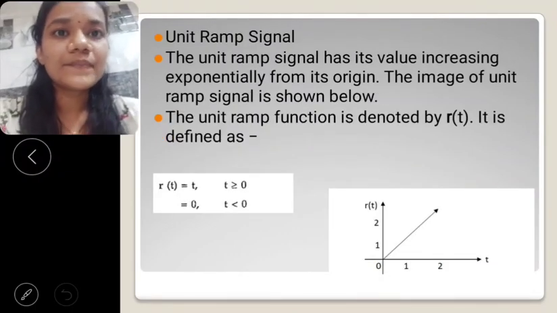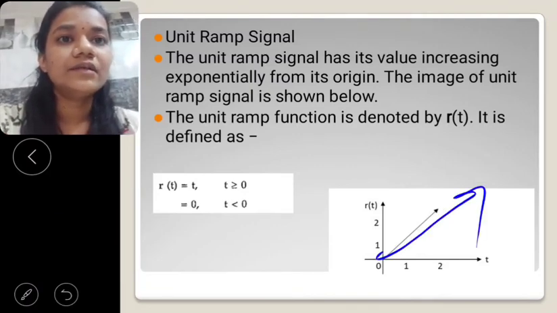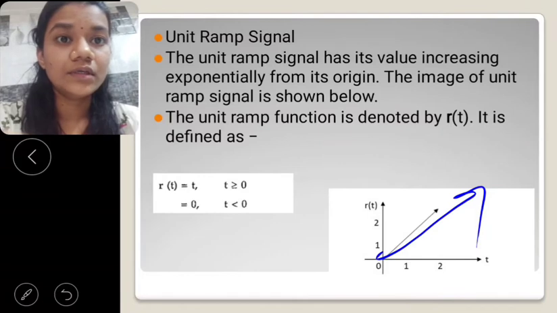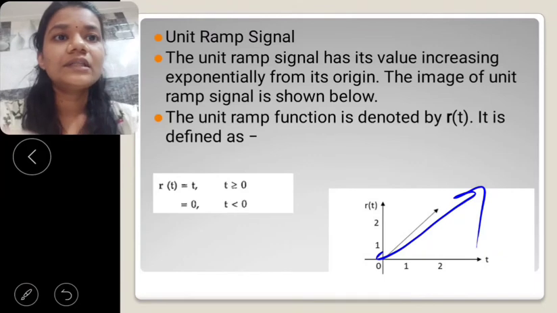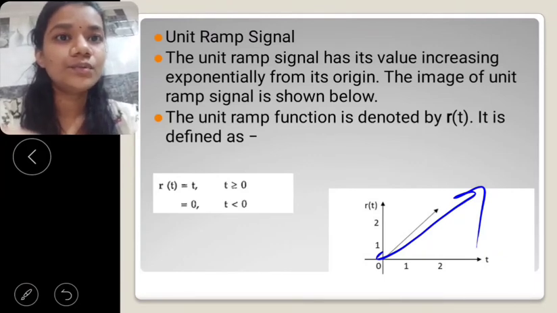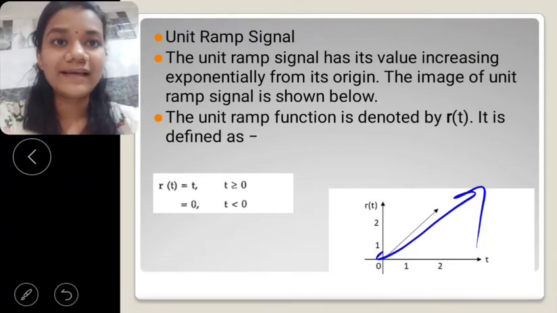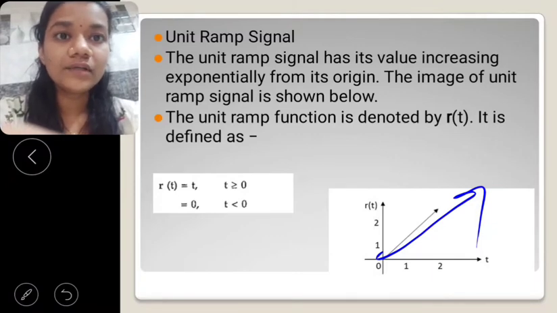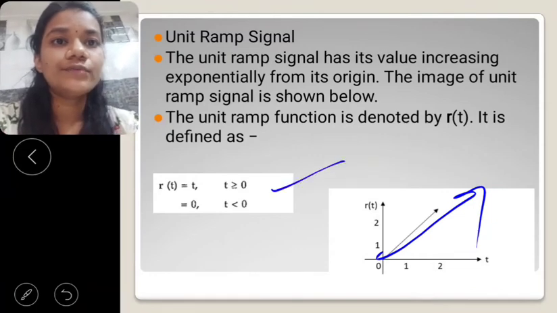Then this one is the unit ramp signal. Ramp. Okay, this is nothing but the unit ramp signal. The unit ramp signal has its value increasing exponentially from its origin. The image of the unit ramp signal is shown in the figure. The unit ramp function is denoted by r of t. So r of t is equal to t when t is greater than or equal to 0, and elsewhere r of t is equal to 0. This is the function of the unit ramp signal.